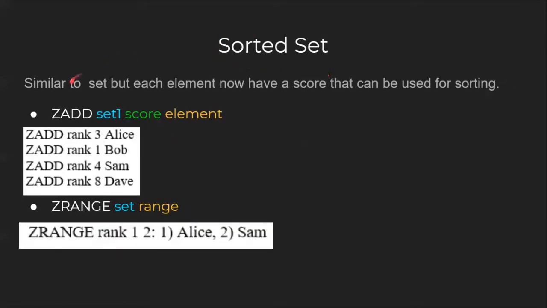A sorted set is similar to a set, but each element now has a score that can be used for sorting. For example, when you create a set and add these elements into it, you can use Z range to get elements from a certain rank. Z range 1, 2 will return the 2nd and the 3rd elements from the set.